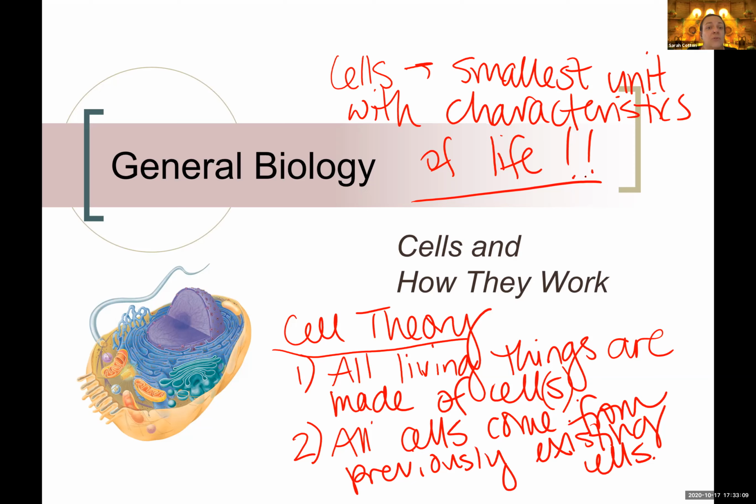So while cells are definitely and obviously made of smaller particles, right? Molecules, okay? Those don't exhibit life. Those do not have the characteristics of life. Cells are the smallest units that exhibit the characteristics of life, okay?